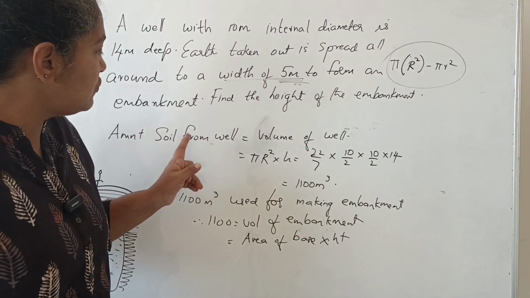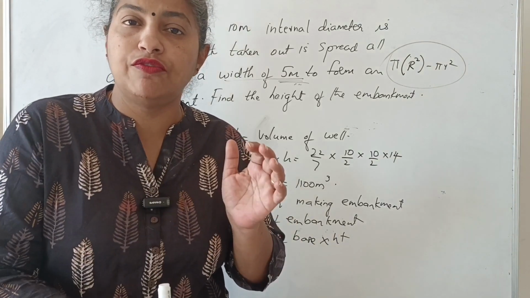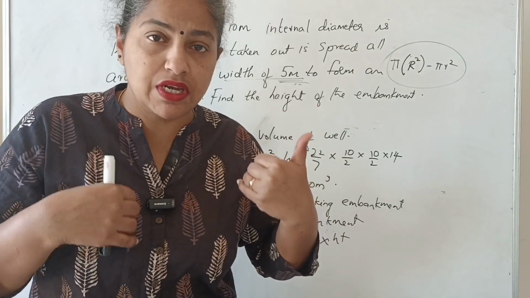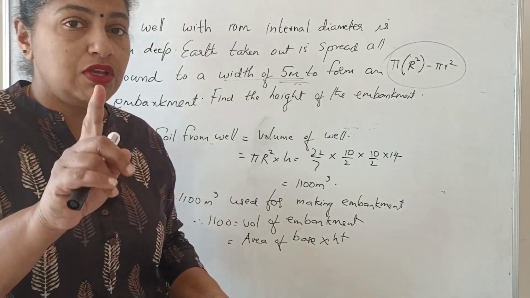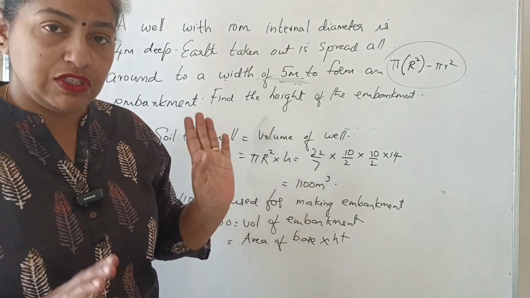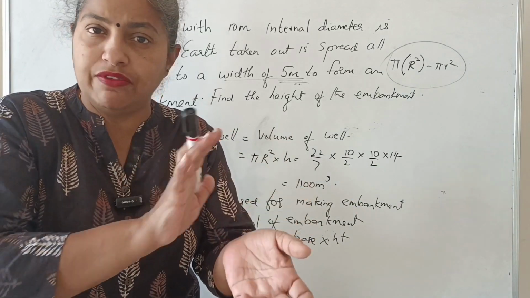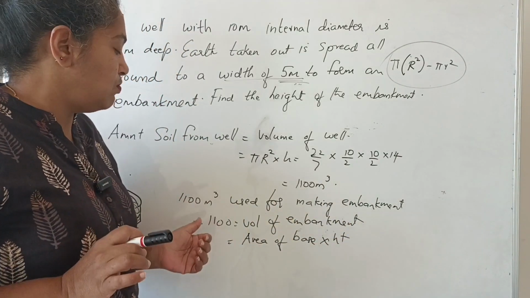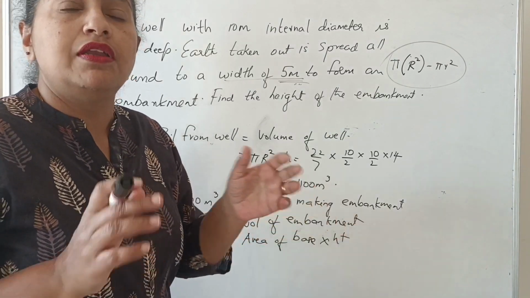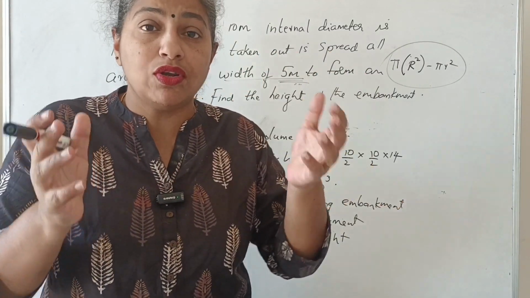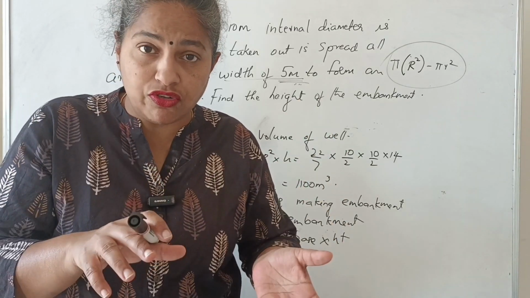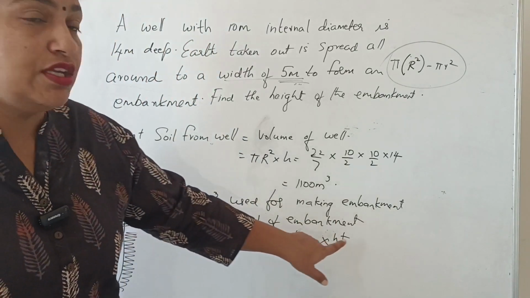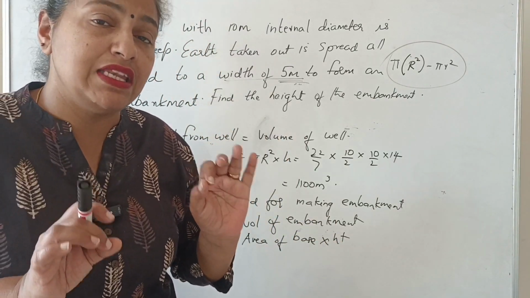Now, you know that the amount of soil from the well, in order to find that, we need to find the volume of the well, because the volume of the well actually gives you the soil that was taken out, right? So that is pi r square h, because the well is a cylinder, you will get it as 1100. Now that amount of soil without any wastage was used for making the embankment. So 1100 meter cube of soil was used for making the embankment. Now, what is the volume of the embankment or that particular structure? Volume of the soil used is basically equal to base area into height. Okay. Now, let us find the area of the base.